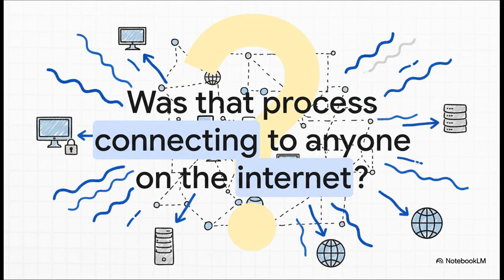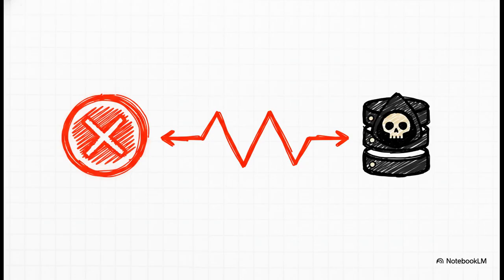Okay, we have our suspect process. The next logical question is, was it communicating with anyone outside the network? And the answer is a big yes. A network scan shows an active connection from that PowerShell process to a suspicious IP address. The malware was phoning home, sending or receiving data from the attacker's server.